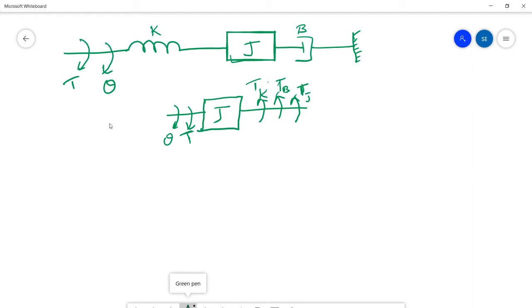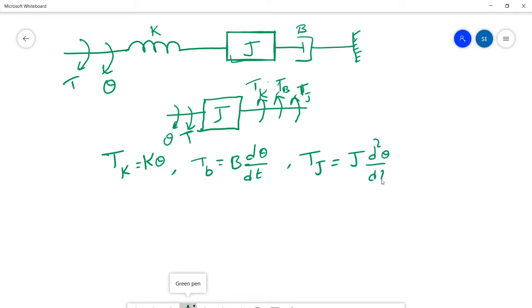So consider for K, that is the spring, Tk is equal to K theta, and for Tb it is B into d theta by dt, and what is left is Tj. Tj is equal to J into d square theta by dt square, right?